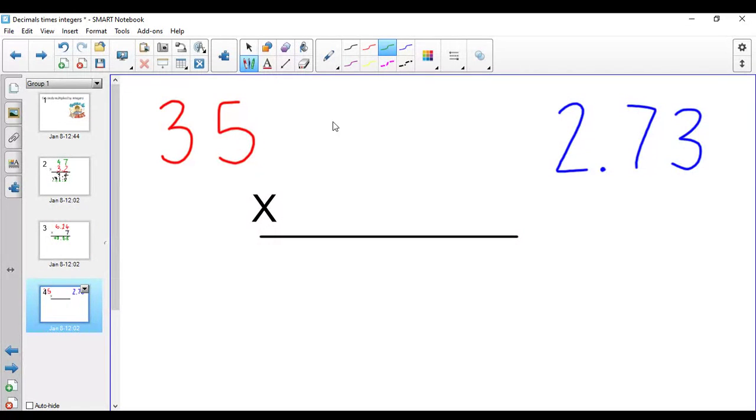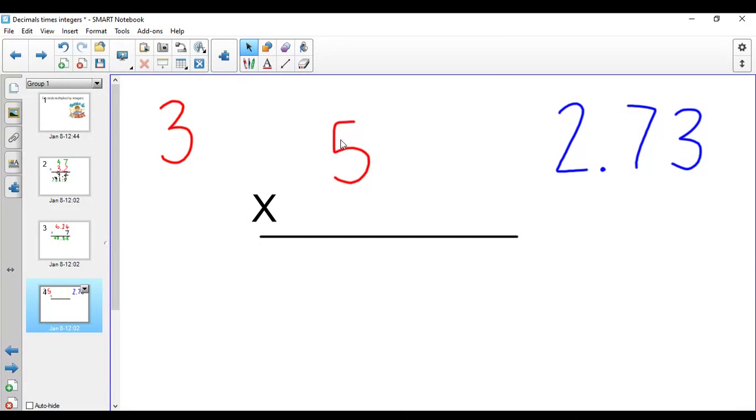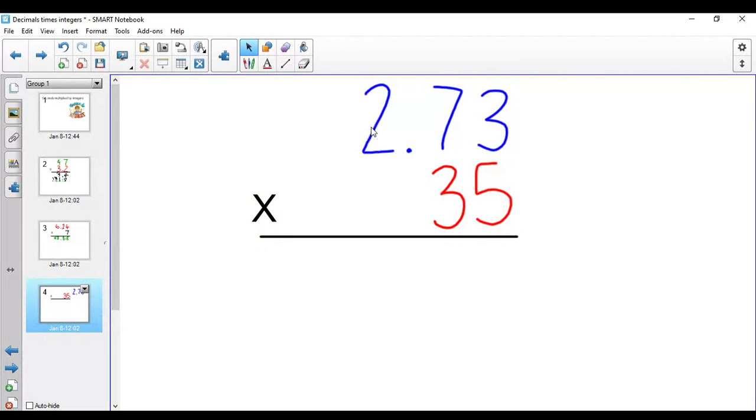Slightly different example here because I've increased the size of the integer. I've now got 35 and I've got 2.73. I'm going to use the same little piece of advice I used in the last one. I put the longer number on top. It is not the larger number. It's a lot smaller than 35. It's just longer. And I use normal short multiplication algorithm.